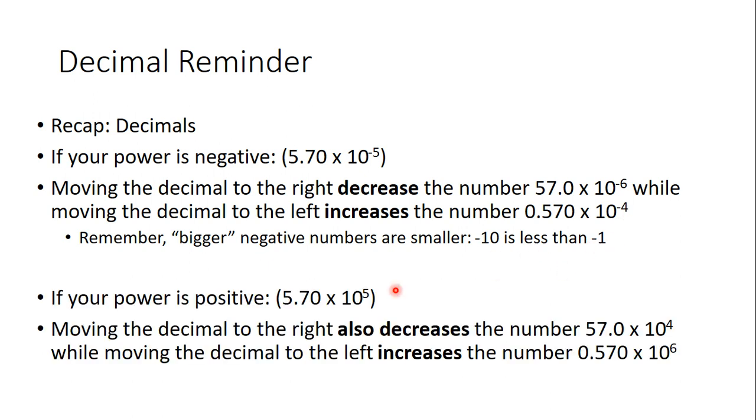While if I'm dealing with a positive power, it's the same rules. If I move to the right, my power is going to decrease. So moving it to the right, it's 57.0 times 10 to the 4. While if I move it to the left, my power increases, 0.570 times 10 to the 6.